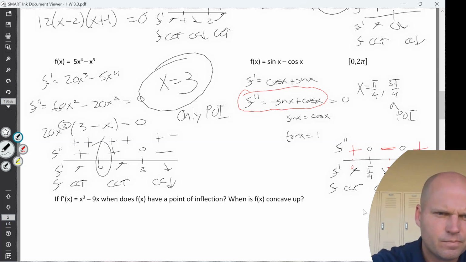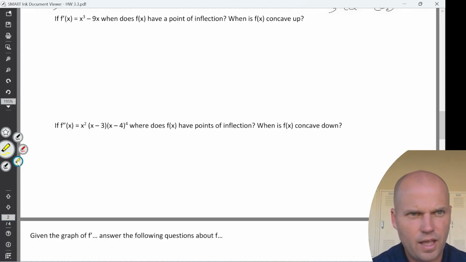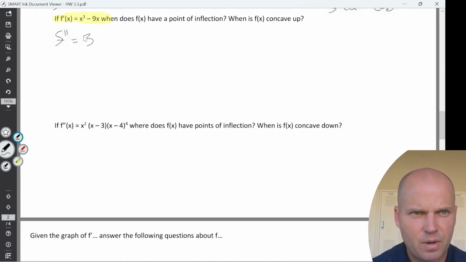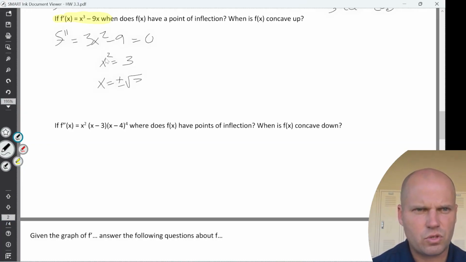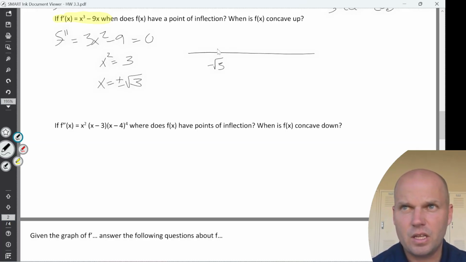Great. Ooh, tricky. I'm already given f prime. When does f have a point of inflection? Look at f double prime. You're already given f prime, so don't go much further. Set this equal to 0. I get plus or minus root 3. Negative root 3, positive root 3.